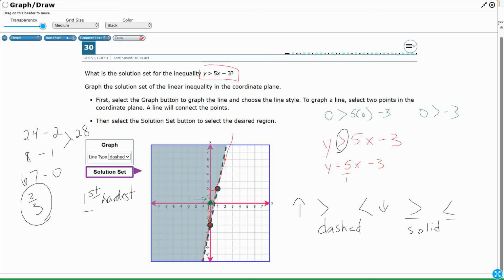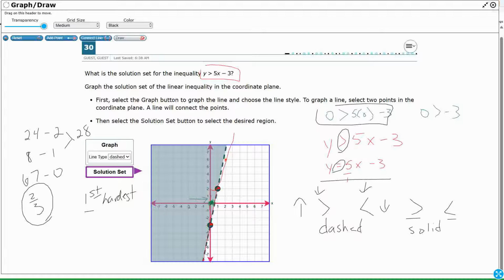We just need to slow it down into steps, right? Looking at it as if it were an equation, plotting a point, deciding if it's a solid or dashed line. Then understanding that greater than means you're going to go above the line, less than means you're going to go below the line for the solution set, and always testing it with (0, 0) just to verify. Those are the steps. Practice, practice, practice.